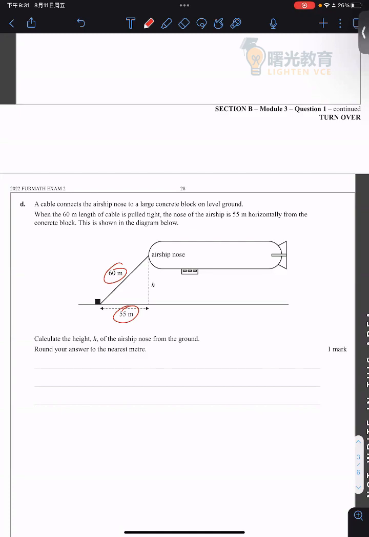So we don't have to do the trigonometry. We just need to apply the Pythagoras theorem, all right? 60 squared is equal to 55 squared plus h squared. Use your calculator to solve for the answer, and h here represents a real-world value, so we should discard the negative value, okay? And also we need to round to the nearest meter, which means the nearest whole number. h rounds to 24 meters.